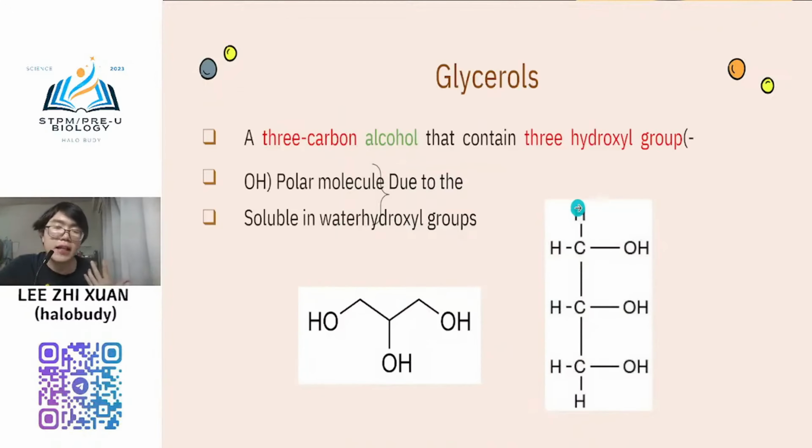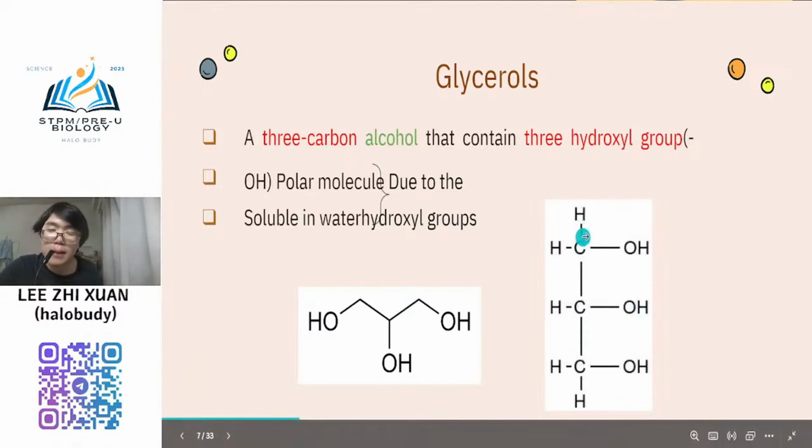So I think you know that if you want to form the triglyceride, you need 3 fatty acids and also 1 glycerol. So we see the glycerol first. Normally glycerol is a 3 carbon alcohol compound that contains 3 hydroxyl groups. So you can see that there are 3 carbon.